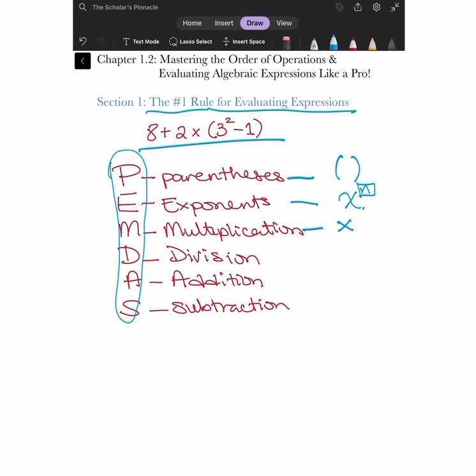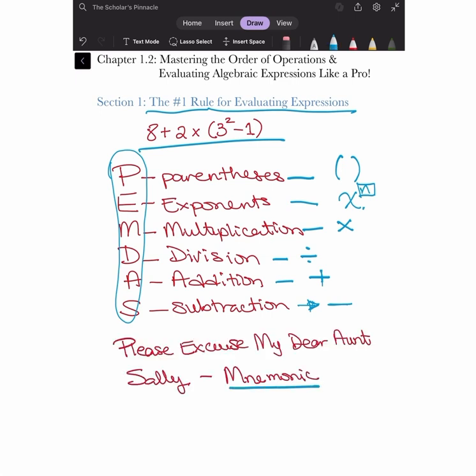D stands for division, very familiar. A stands for addition, plus sign. And S for subtraction. Let's differentiate that. I also have an amazing mnemonic to help you remember PEMDAS. Let's take a look. Here's the mnemonic. Please excuse my dear Aunt Sally. PEMDAS. Let me know how that works for you.